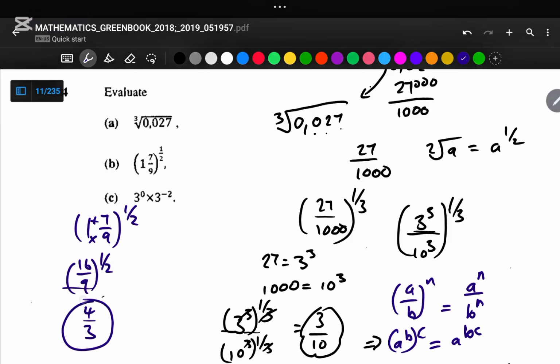Therefore, our final answer is 4 over 3. As simple as that. And let us move on to the last part of the question, which says 3 raised to the power 0 times 3 raised to the power negative 2 is equal to, so I require to evaluate.